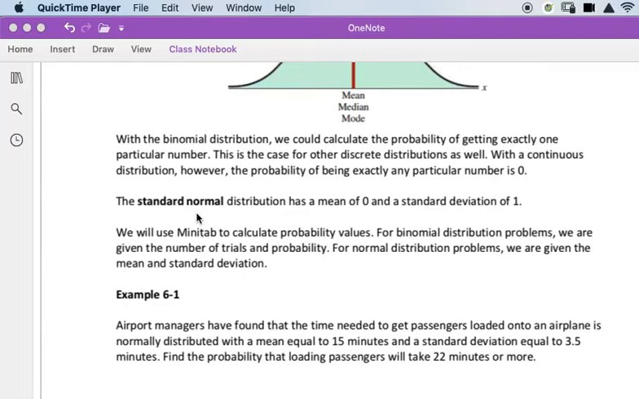We're going to use Minitab to calculate probability values, just like we did with the binomial distribution problems. So you're going to want to pay attention to what you are given in the problem. If you are given a number of trials and probability, then it is a binomial distribution problem. If you're given mean and standard deviation, then it is a normal distribution problem.